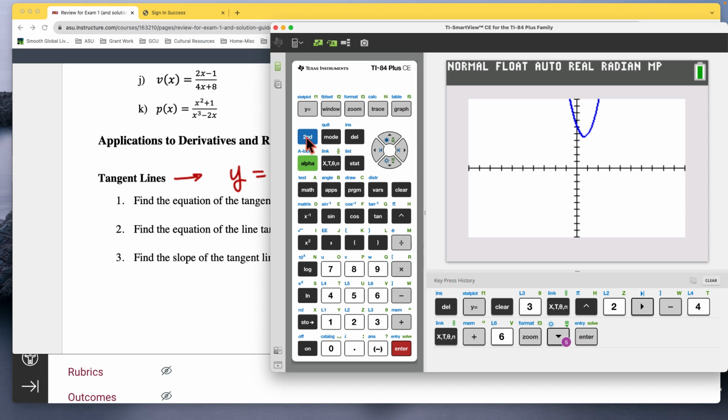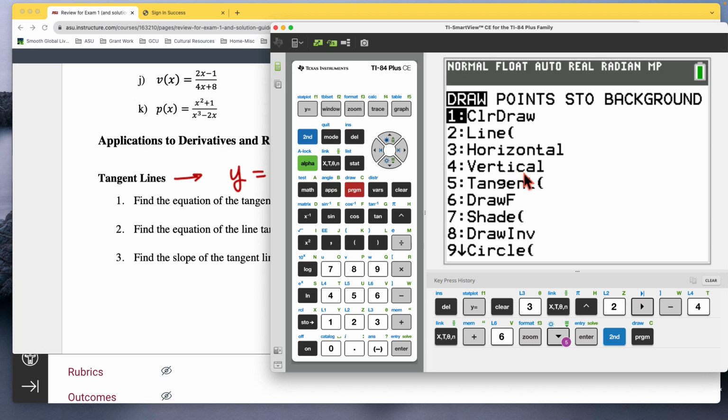It's not too intuitive, but there's this feature. If you look at the program key, right above it, it says draw in blue. We're actually going to draw the tangent line. So I hit the second button, which is blue, and I hit the program key, but it's now going to do the blue thing, which is draw. There's my tangent line number 5. I just arrowed down to number 5. I'm going to hit enter.